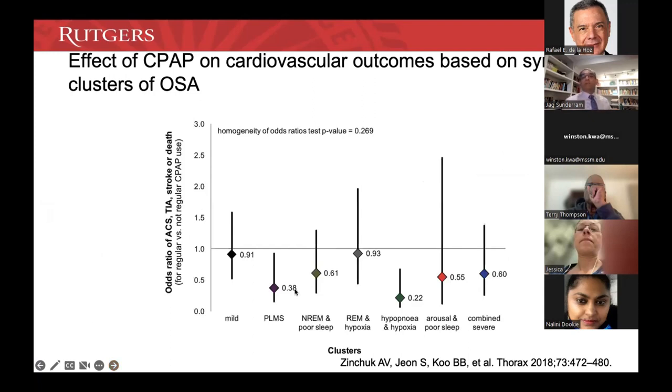And then looking at symptom clusters and the effect of CPAP, that same study that looked at symptom clusters and cardiovascular events examined the odds for things like acute coronary syndrome, TIA, strokes, or death, comparing those with regular or not regular CPAP use. There seemed to be a suggestion that those who had the symptom cluster of hypopnea and hypoxia had a significant improvement in these risk odds with the use of CPAP.